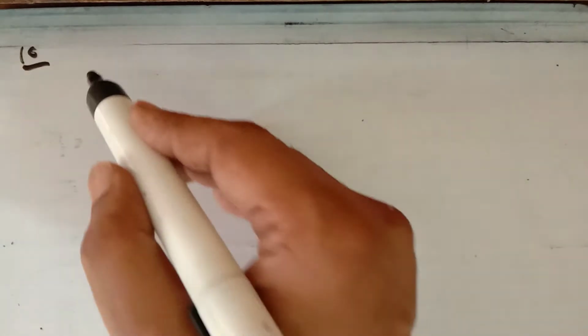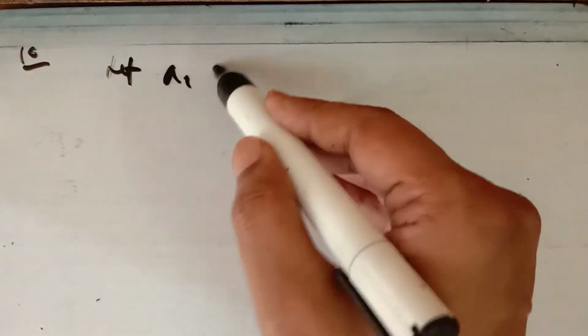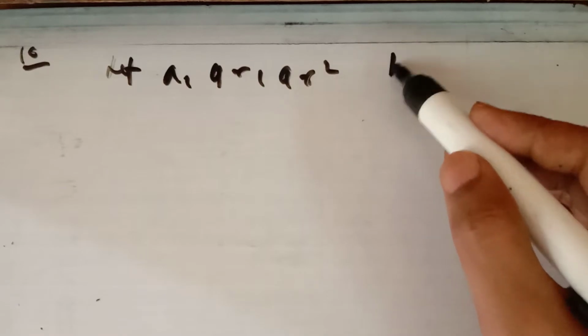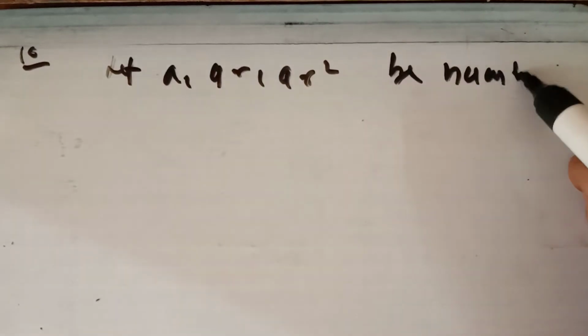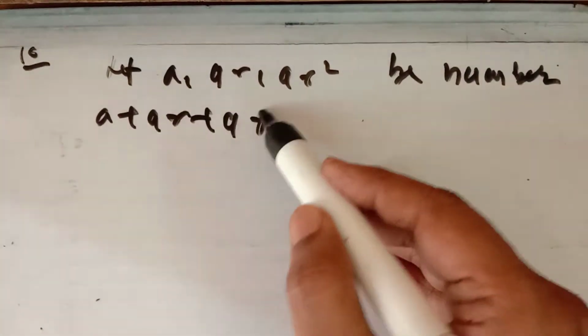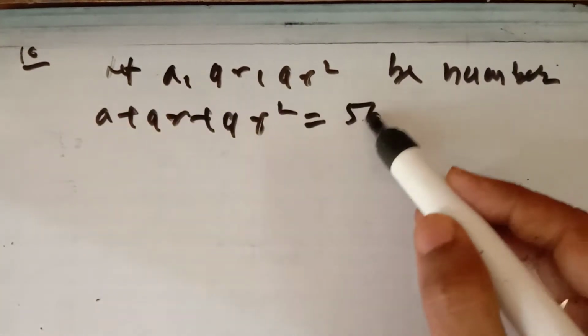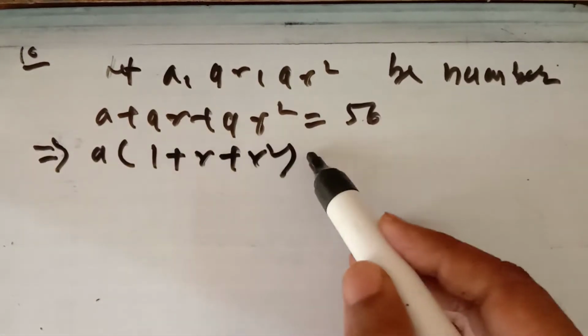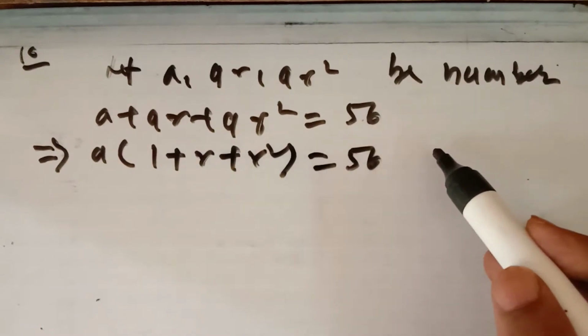इस ऑर्डर में अगर हम सब्ट्रैक्ट करें तो वो टर्म्स हमारे पास अर्थमेटिक प्रोग्रेशन में आ जाती हैं. So let the numbers in the GP be A, AR, AR square, and the sum of these numbers is given as 56, which is coming out to be A(1 plus R plus R square) is equal to 56.